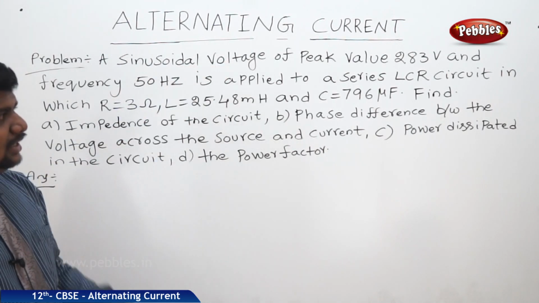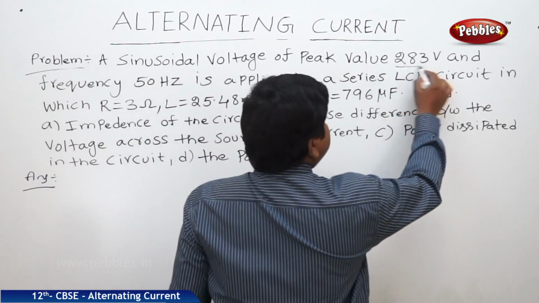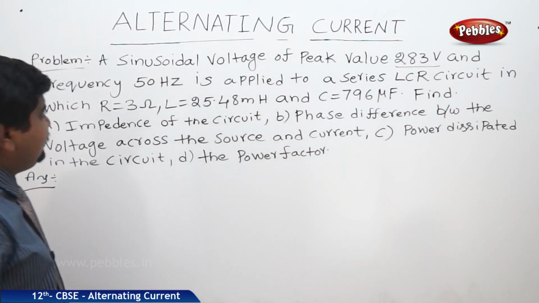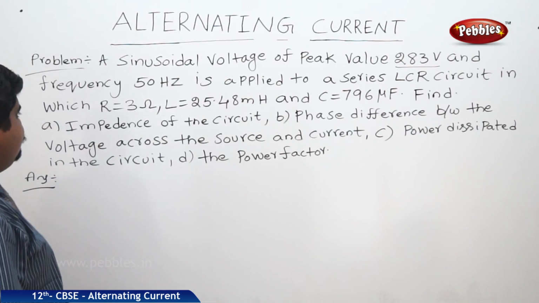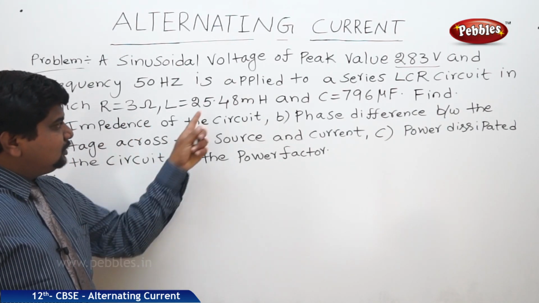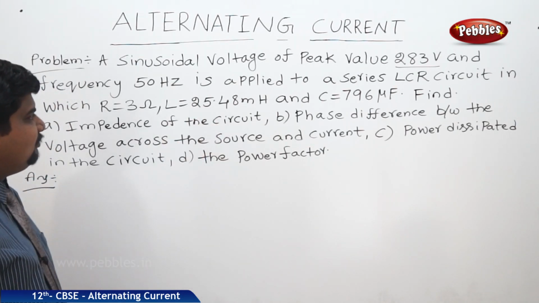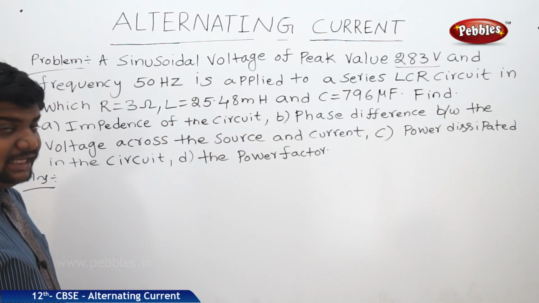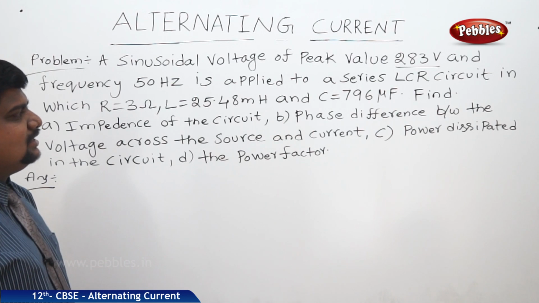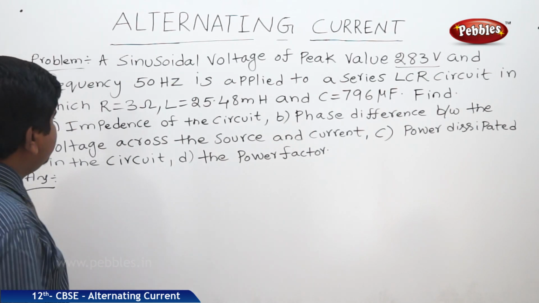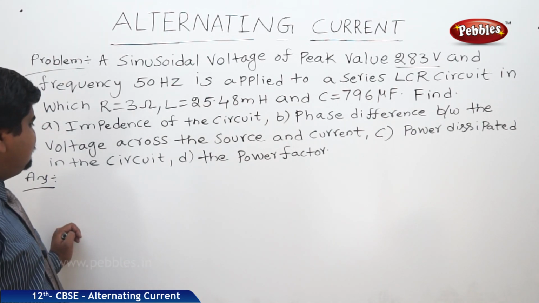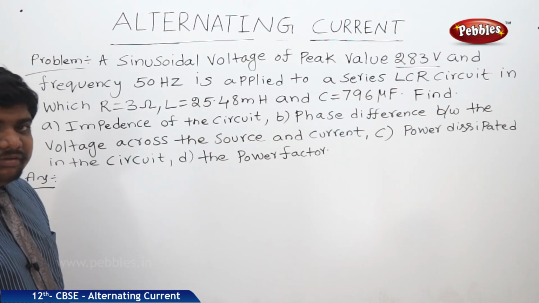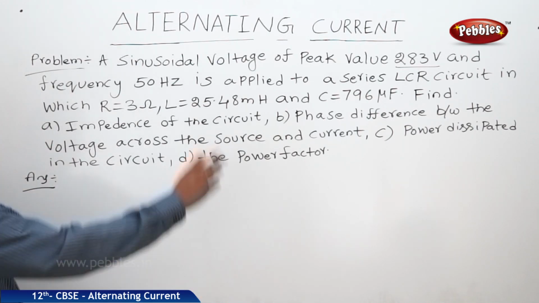A sinusoidal voltage of peak value 283 volts and frequency 50 Hz is applied to a series LCR circuit in which resistance R is equal to 3 ohms, inductance L is equal to 25.48 millihenry and capacitance is 796 microfarad. Find impedance of the circuit, phase difference between the voltage across the source and current, power dissipated in the circuit and power factor. So now we will find out one by one.